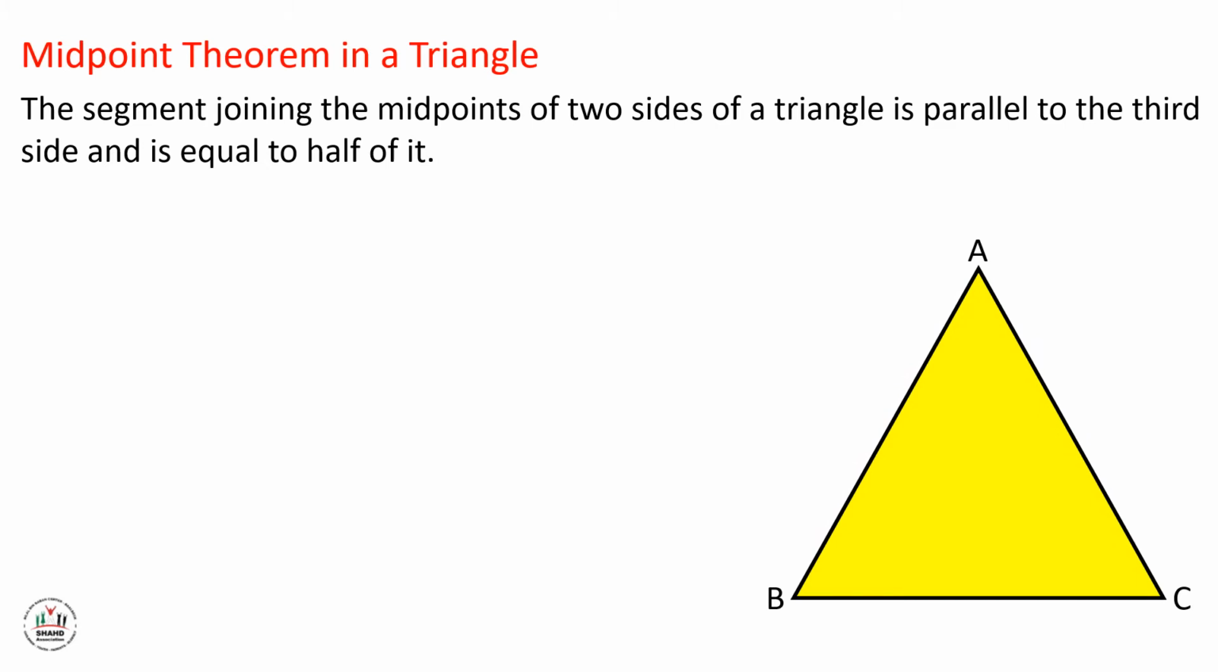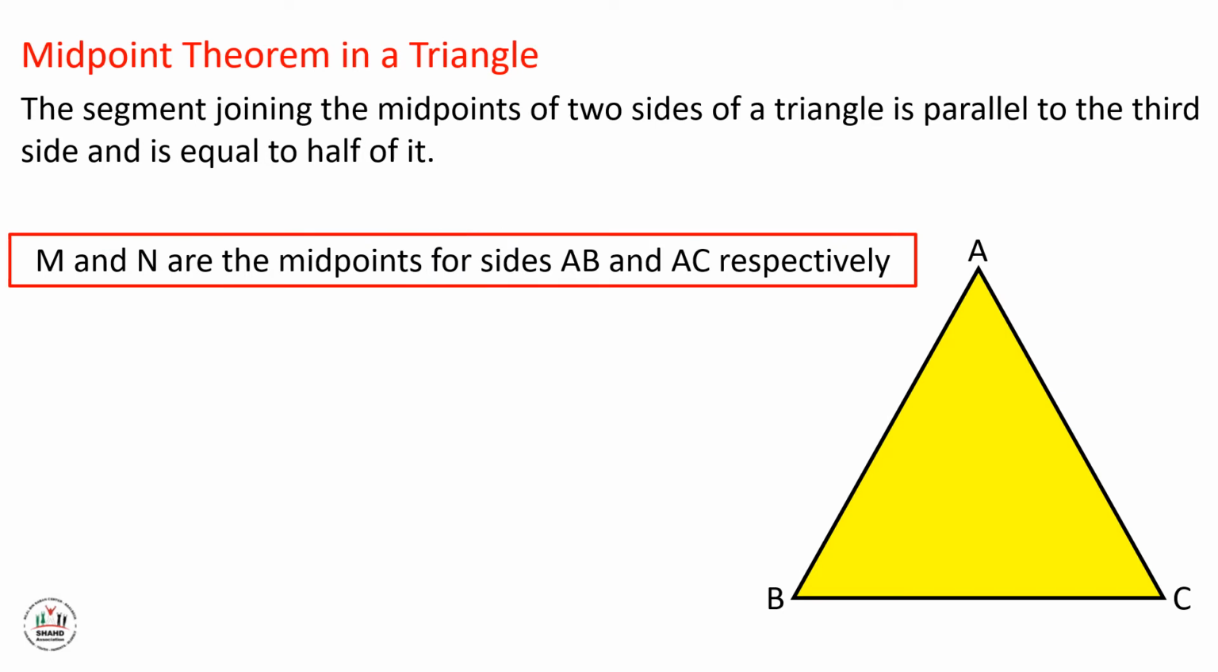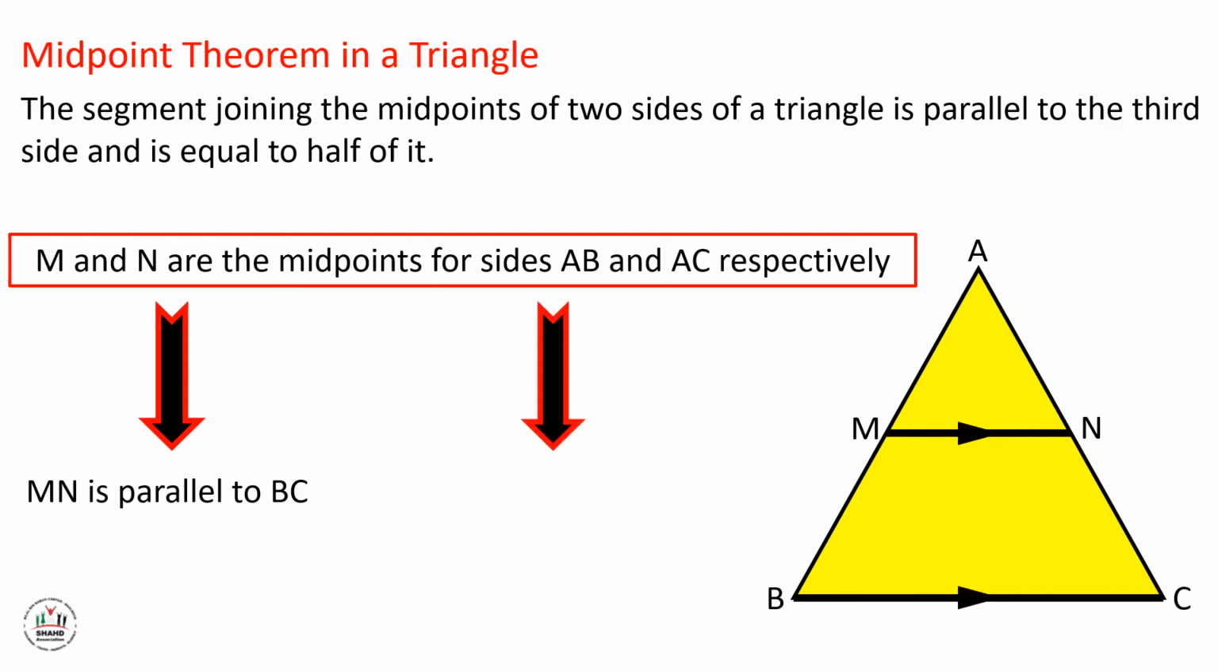So assume that we have a triangle ABC. We have M and N as the midpoints for sides AB and AC respectively. Then MN should be parallel to the third side, which is side BC, and must be equal to half of it. So MN must be equal to BC over 2.